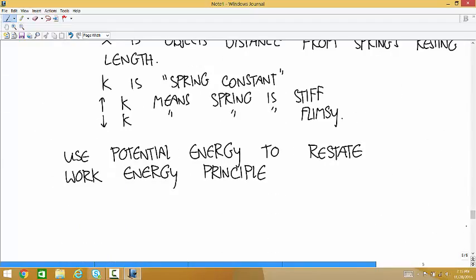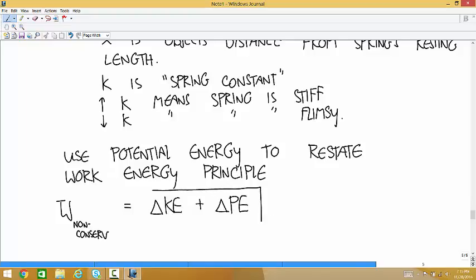So now I'm going to write this as the work of the non-conservative forces is equal to the change in kinetic energy plus the change in potential energy. It's the exact same equation, it's just now we've used the fact that the change in potential energy is equal to the negative of the work done by, yes?